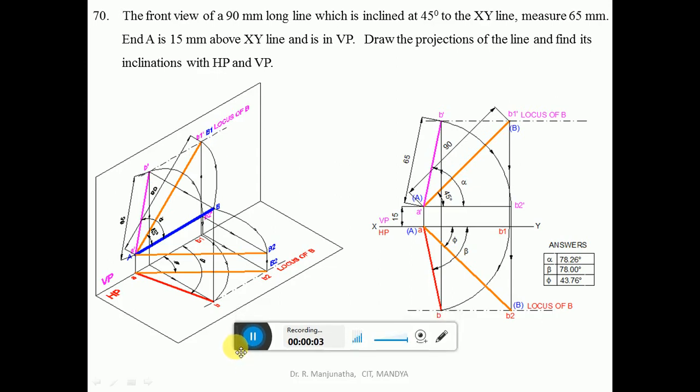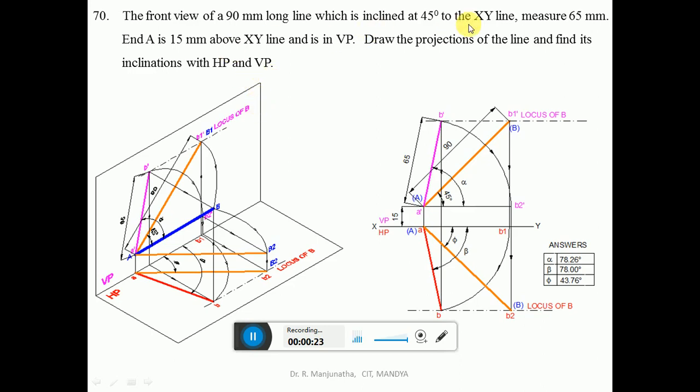The front view of a 90 mm long line, which is inclined at 45 degrees to the XY line, measures 65 mm. The NDA is 15 mm above HP, above XY line, and is in VP. Draw the projections of the line and find its inclination with HP and VP.